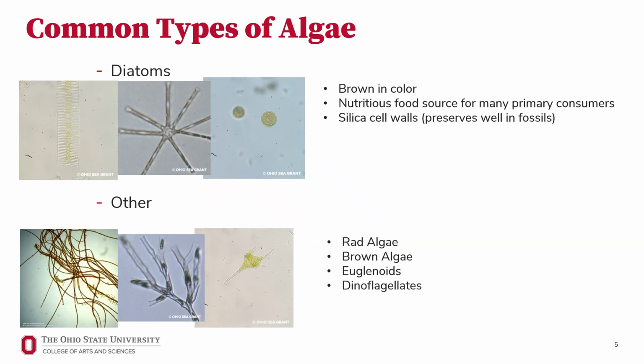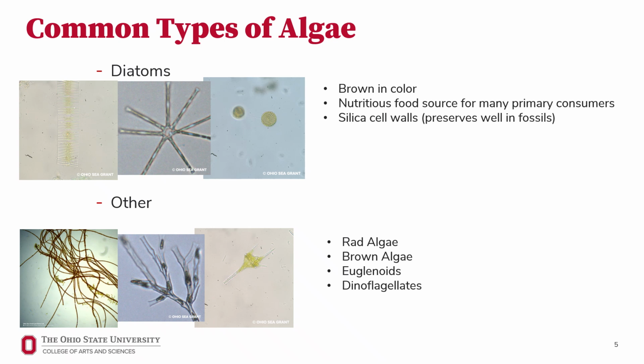Next, we have diatoms, which are brown in color. Diatoms are a nutritious food source for many primary consumers because they store oil within their cells. They also have silica cell walls. Glass is also made out of silica. These cell walls help diatoms preserve well in the fossil record.